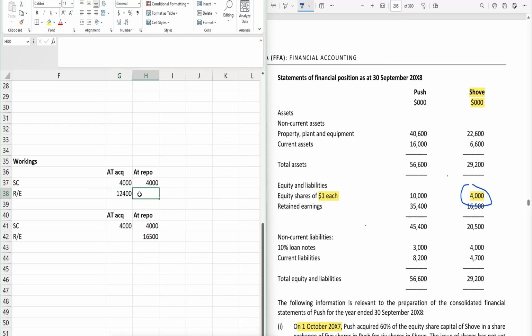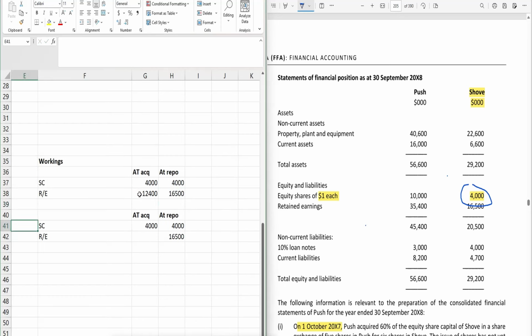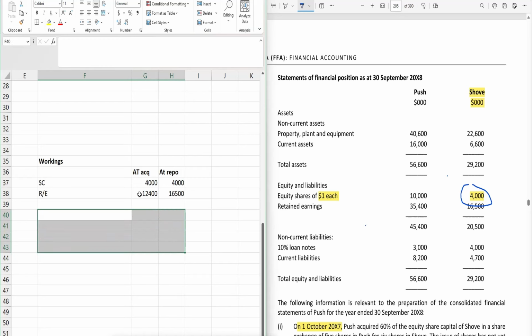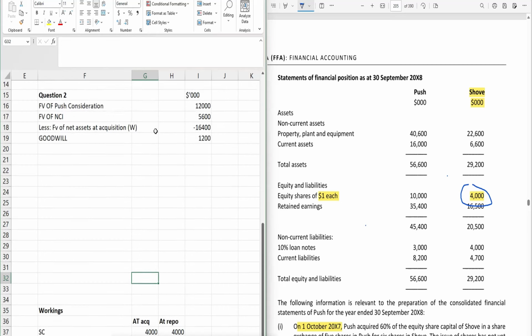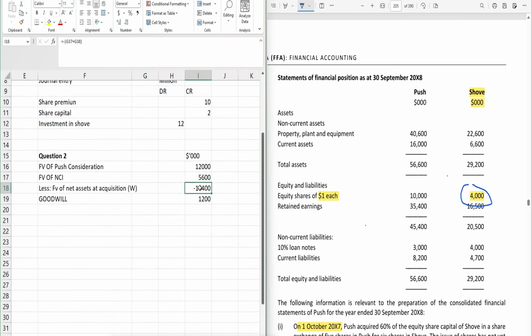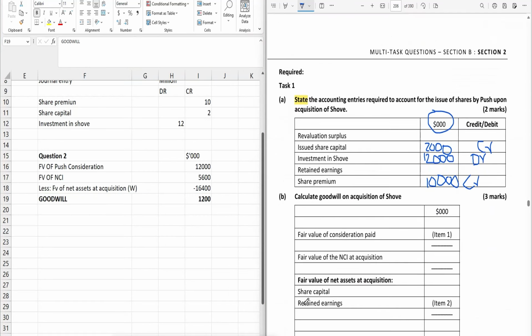So at the reporting date, the retained earning value will be 16,500. But at the acquisition, we need to deduct the profit that the SOAP has earned during the year, because the acquisition date is 1st October. So that's why I have made the adjustment in this retained earning part. Now we can get the total net asset at acquisition by adding these two. I have kept it here as 16,400, and this will give us the goodwill of 1,200. Now we have performed our calculation. We need to fill the box.